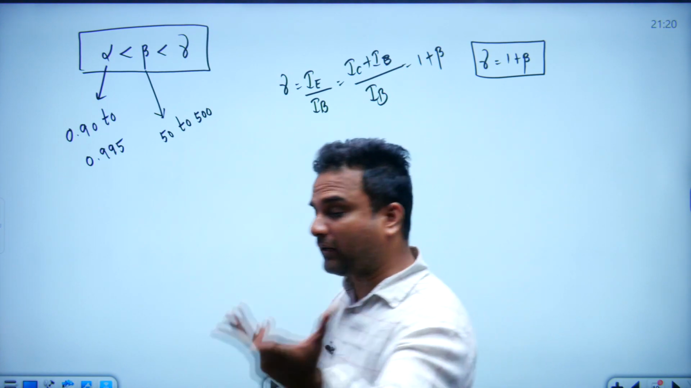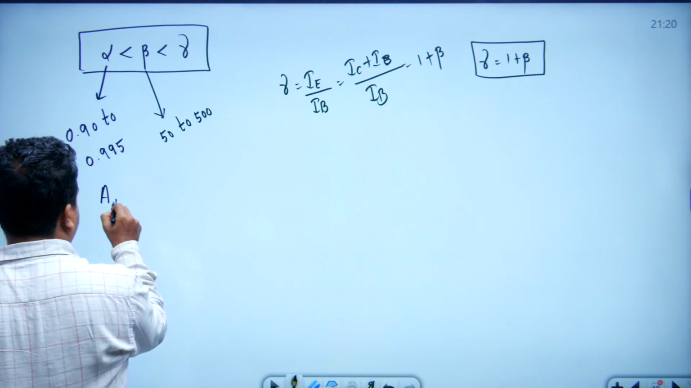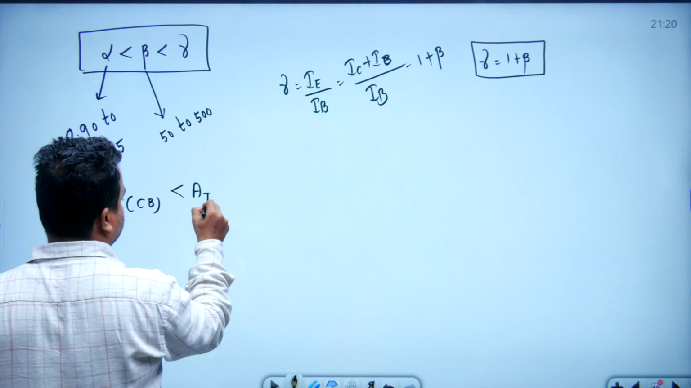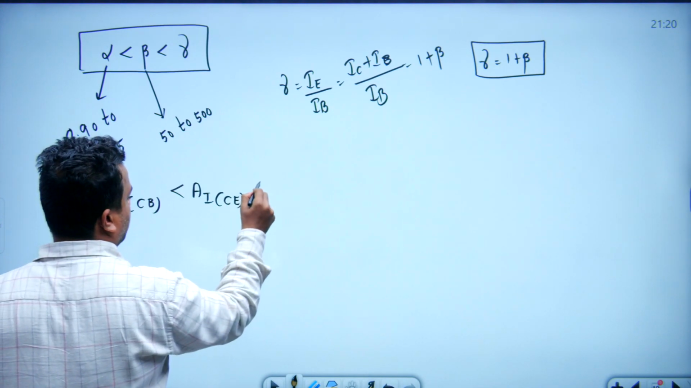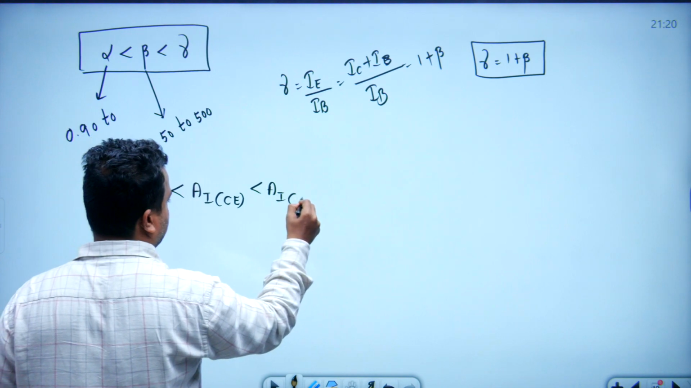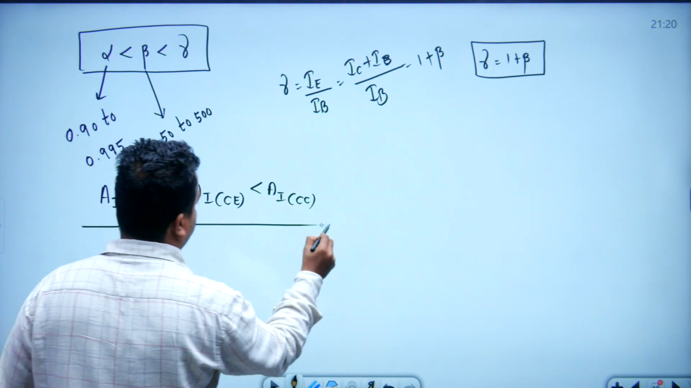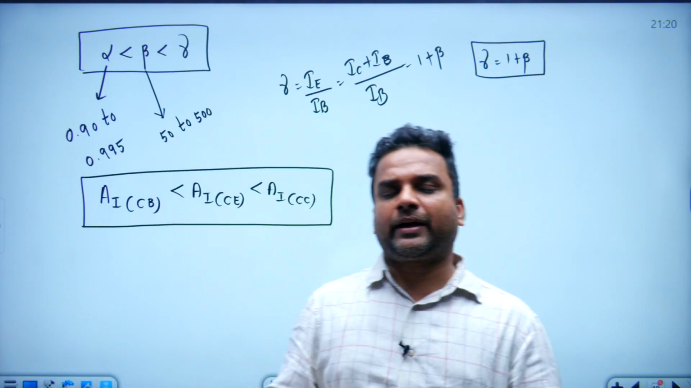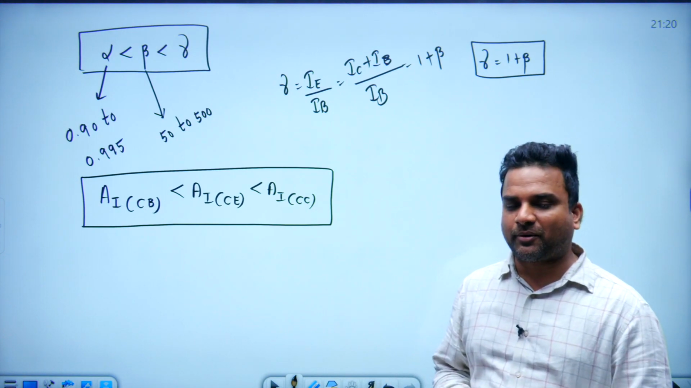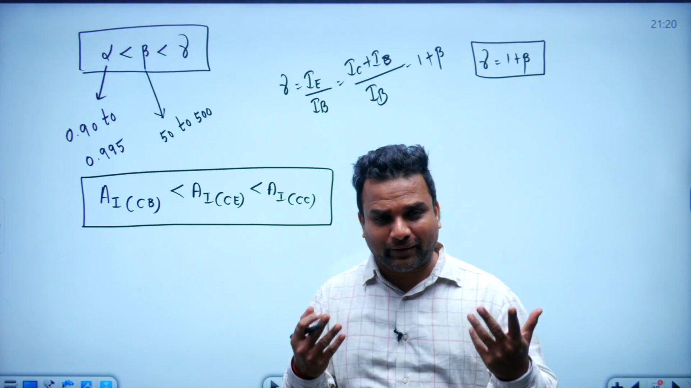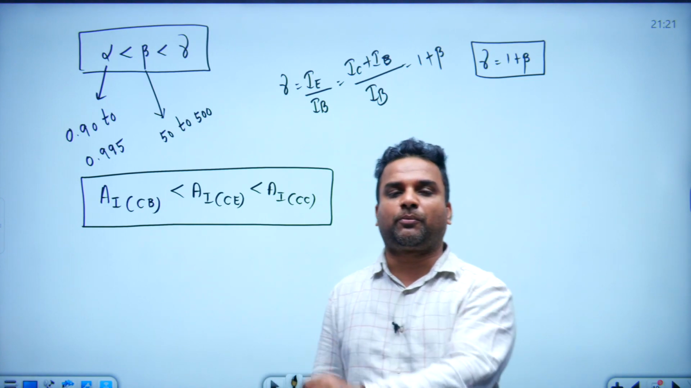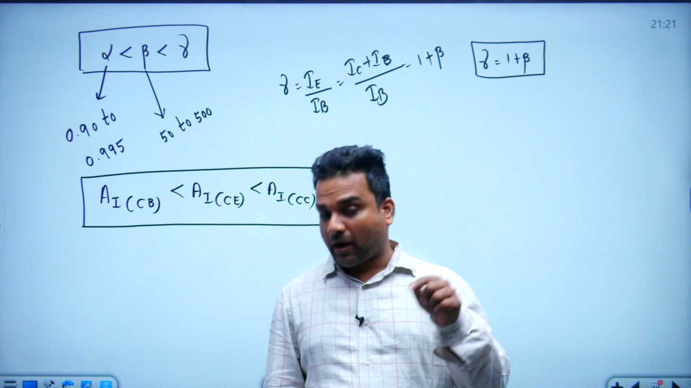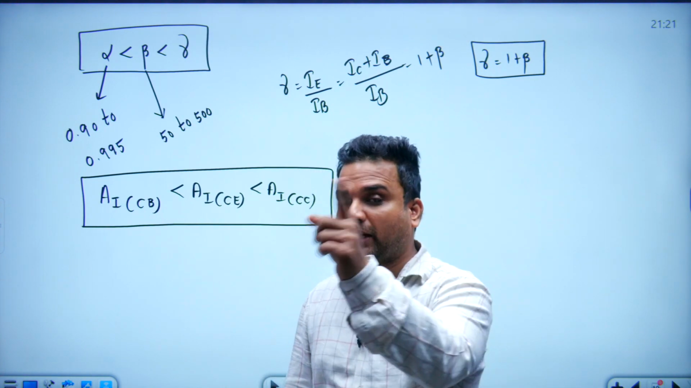Even in different configurations, you can write it as CB, CE and CC. You can say alpha less than beta less than gamma, or the CB less than the CE less than the CC. All are the same only. See, till now we didn't enter into the alpha beta gamma relationship, but still we learned some very important points. Alpha is less than unity, beta is always greater than unity, gamma is 1 plus beta, alpha less than beta less than gamma.